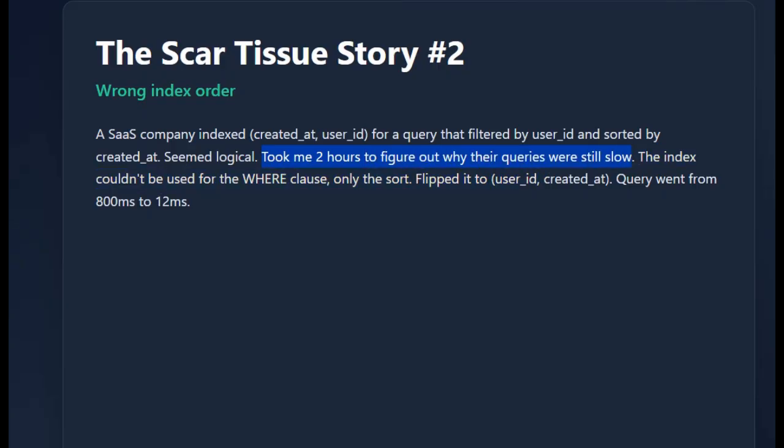The index couldn't be used for the where clause, only for the sort. So the database was still doing a full scan, then using the index to sort the results. It was basically useless. I flipped it to use user ID, created at. Same index, different order. The query went from 800 milliseconds to 12 milliseconds.